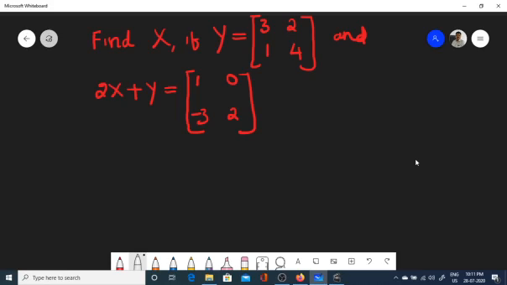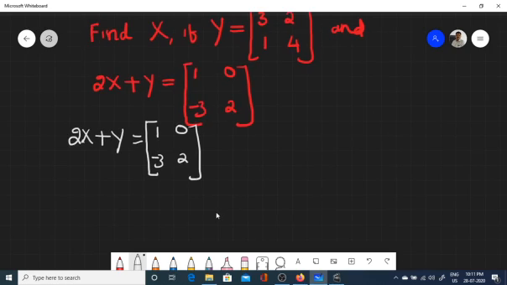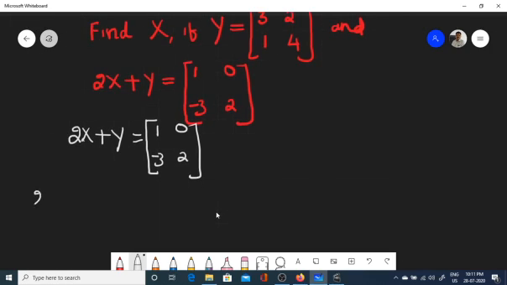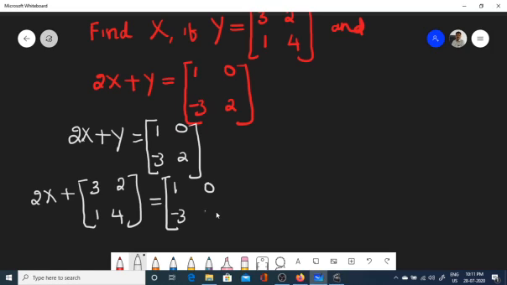ಈಗ ಇನ್ನೊಂದು ಉದಾಹರಣೆ, find x if y equals the matrix [3 2; 1 4] and 2x plus y equals the matrix [1 0; -3 2]. ಈಗ ಇದರಲ್ಲಿ 2x plus y ಕೊಟ್ಟಿದ್ದಾರಲ್ವಾ, that is the matrix [1 0; -3 2]. ಸೊ ಈಗ ನಾವು ಇದನ್ನ y ಇದೆ, ಸೊ y ಬರ್ಕೊಳ್ಳೋಣ. ಈಗ 2x plus the matrix [3 2; 1 4] is the matrix [1 0; -3 2].